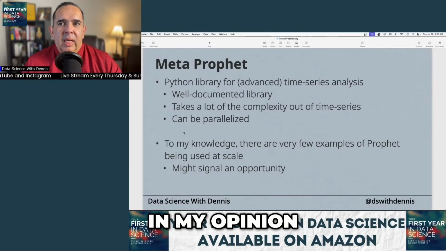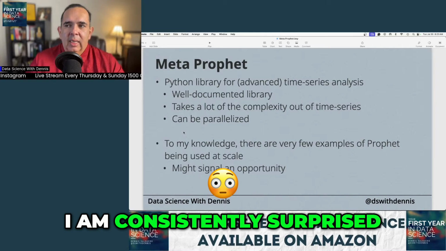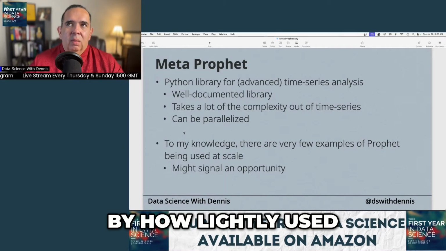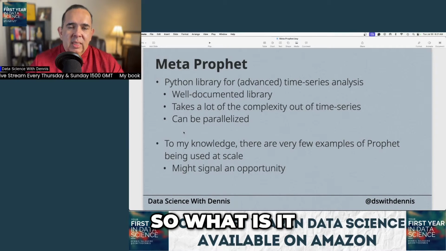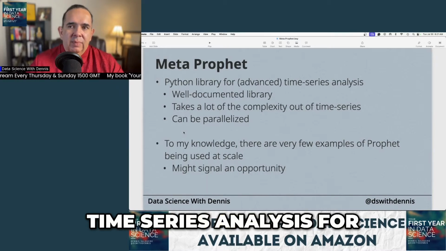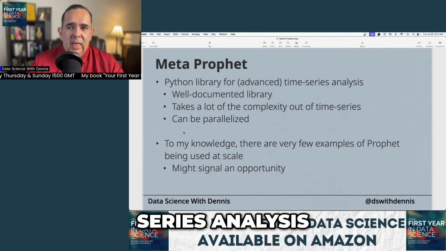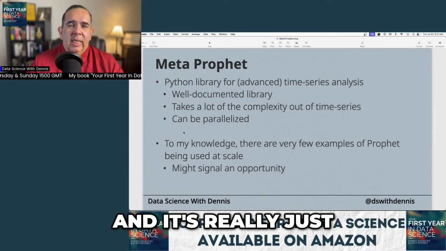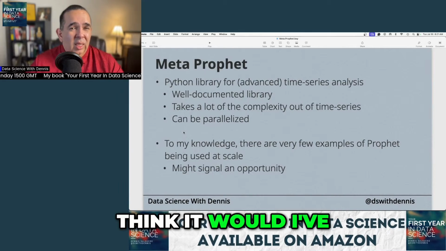In my opinion, I shouldn't say my opinion. I am consistently surprised by how lightly used this library is. So what is it? It's a library for time series analysis, for really quite advanced time series analysis. And it's really just not nearly as used as much as you think it would be.